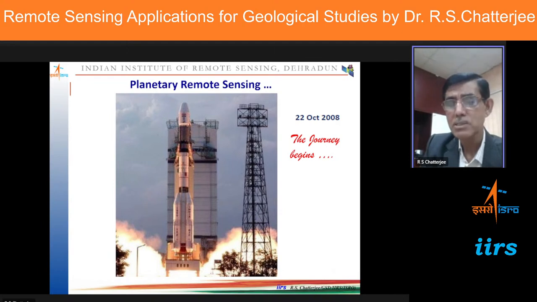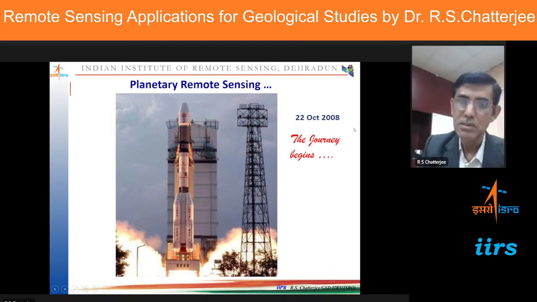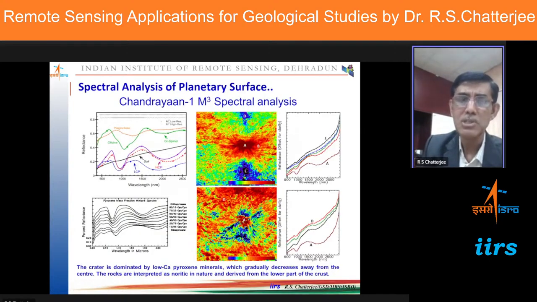So this journey begins for ISRO and for the Indian Institute of Remote Sensing with the launch of the Chandrayaan-1 mission, on 22 October 2008. There are many sensors, and one of the most important was the Chandrayaan-1 M-Cube, and similarly now Chandrayaan-2 IIRS. Those are useful for spectral analysis.